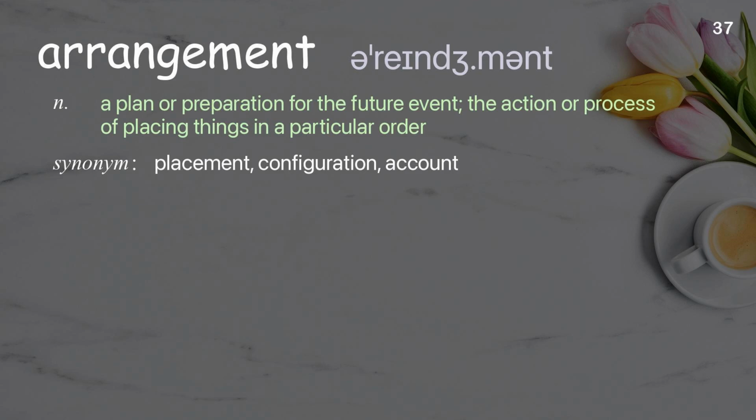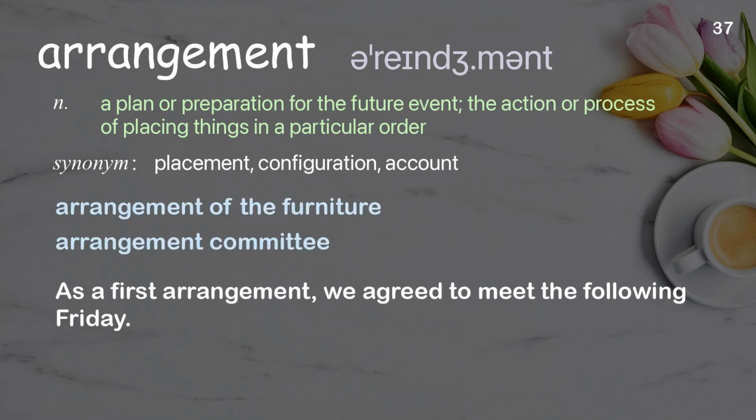Arrangement: A plan or preparation for the future event, the action or process of placing things in a particular order. Examples: Arrangement of the furniture. Arrangement committee. As a first arrangement, we agreed to meet the following Friday.